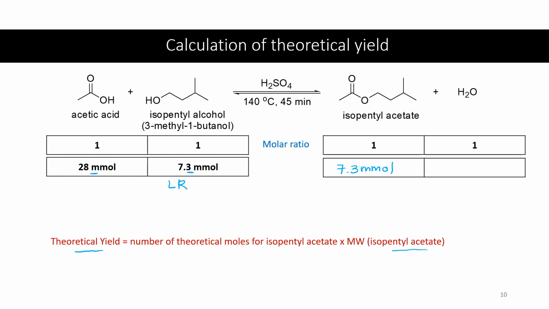You might wonder then, why did we add so much acetic acid? That was to make sure the forward reaction was favored as much as possible, forcing almost all of the 7.3 millimoles of isopentyl alcohol to be converted into the acetate.